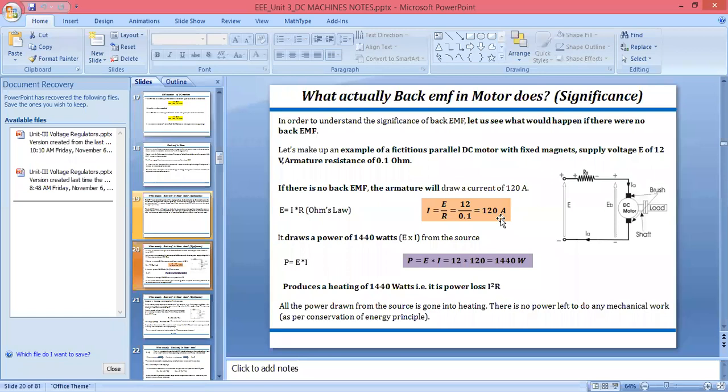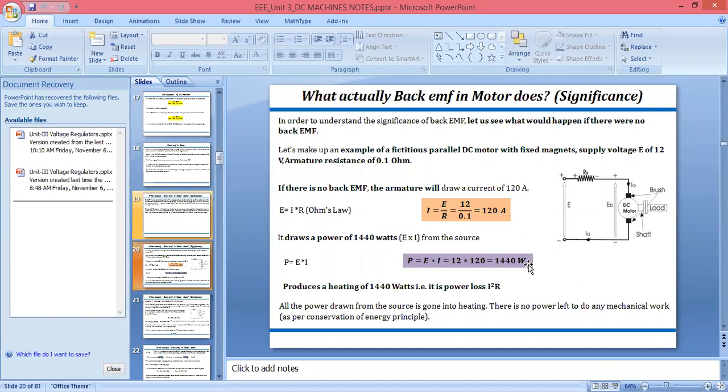So we know power is nothing but power equal to E into I, meaning voltage into current. The voltage value is 12 volt. The current value we have just found out, this is 120 ampere. So 12 into 120, you will get power equal to 1440. And power has the unit watt, so I have written here W.